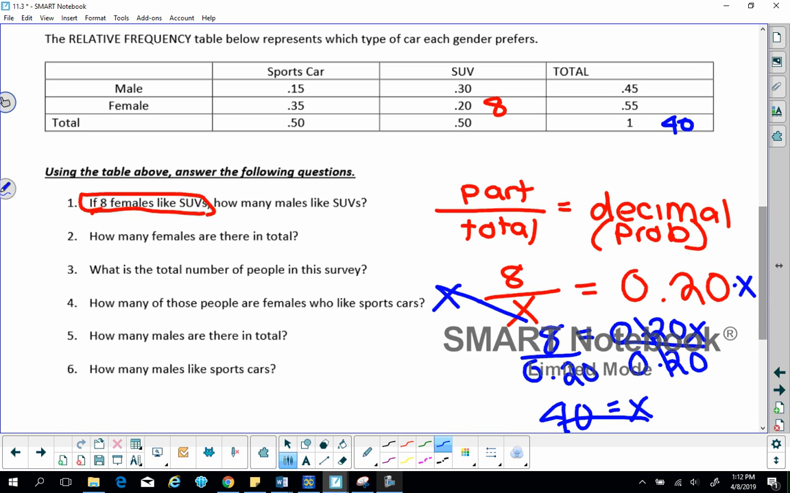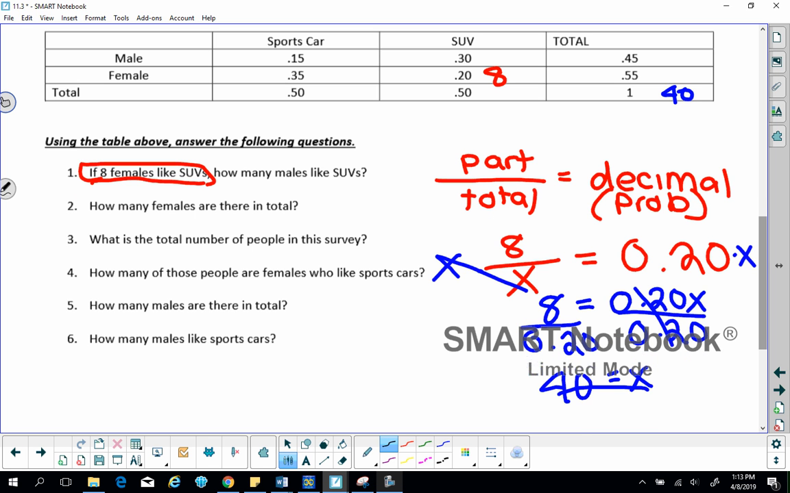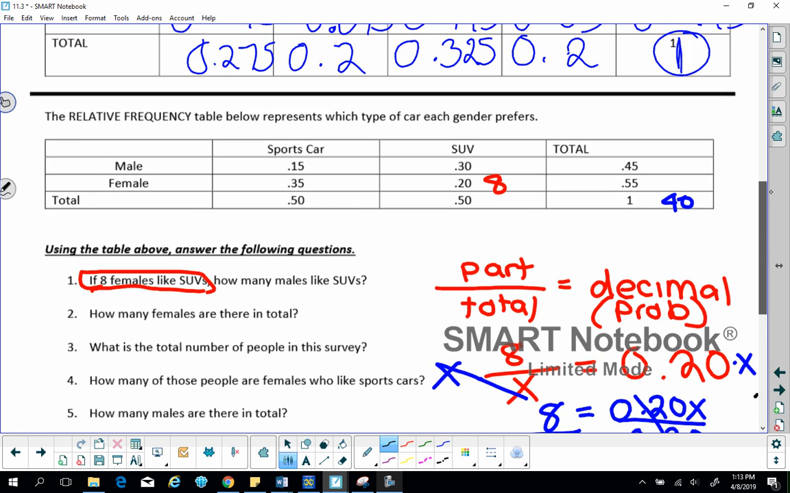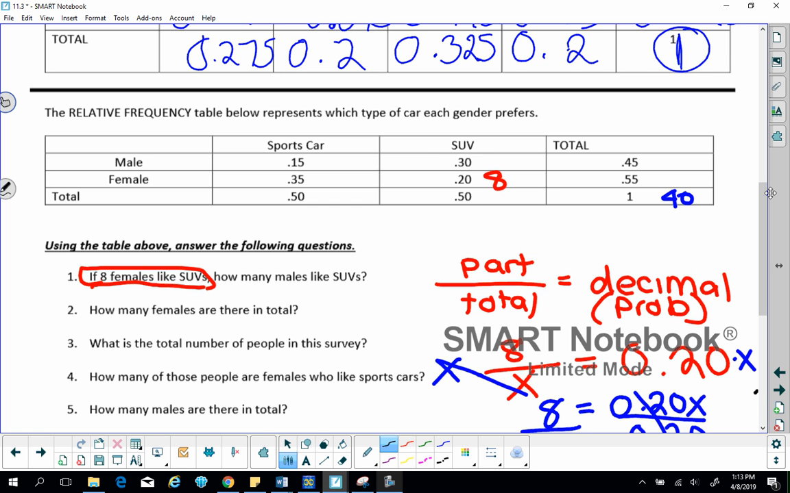So the first question says, how many males like SUVs? Where's males? And that like SUVs, which number are they referring to? 30. You went down. 30. Oh, there you go. So when you look at the table, 0.30 were the males who liked the SUVs, right? So 0.30 are the males that like SUVs.